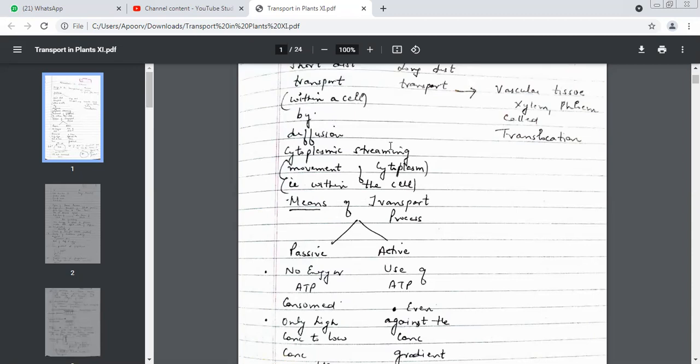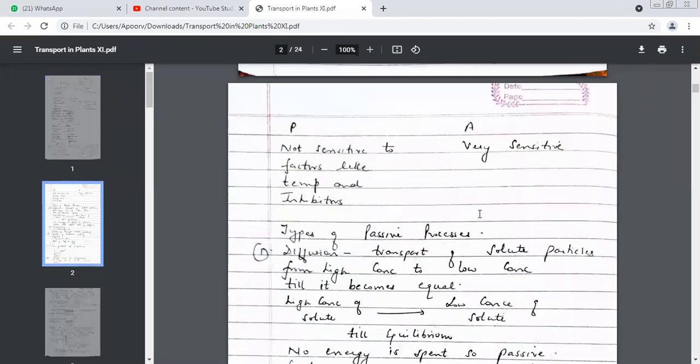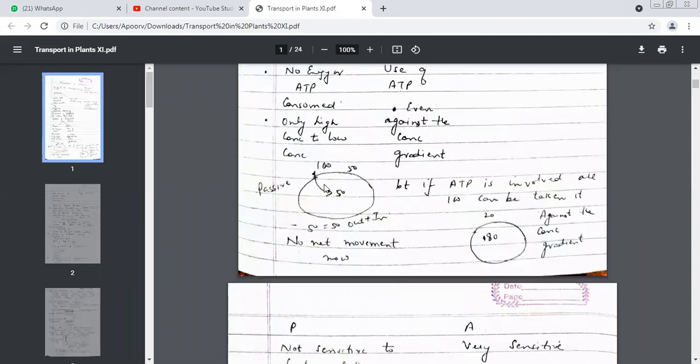What is cytoplasmic streaming? Movement of cytoplasm inside the cell. And you already know about diffusion also. This continues till the concentration becomes equal. You remember, 100 ions, then 50-50, it became equal. So it can move from here to here. Is there any net movement? No, because both of them have become 50-50.